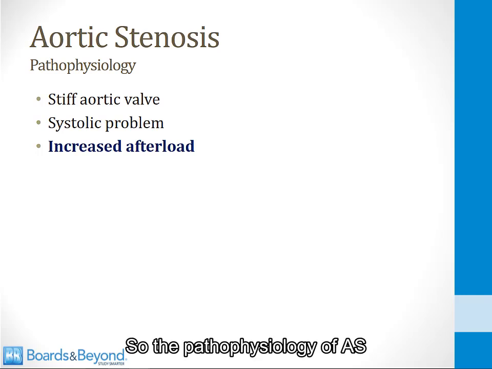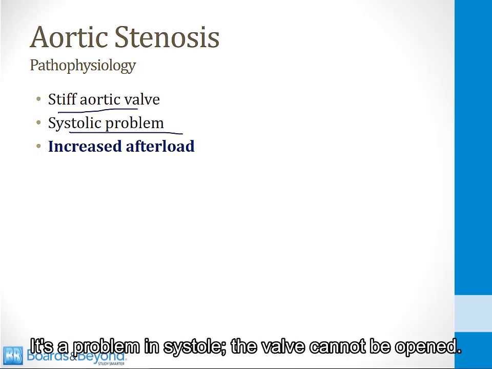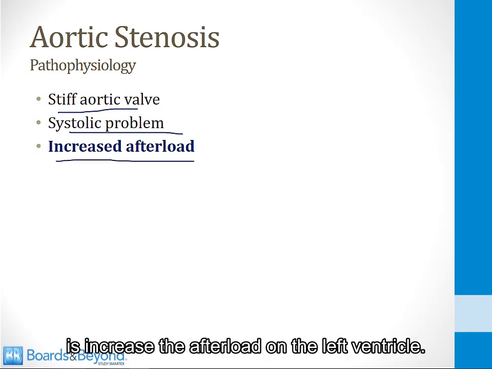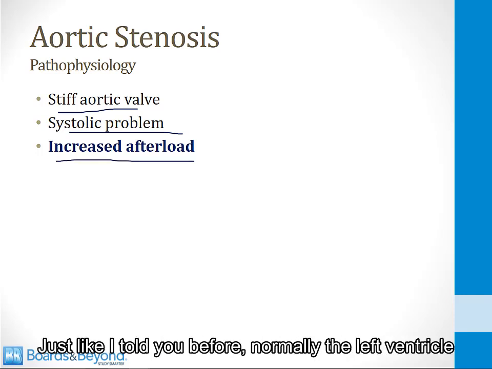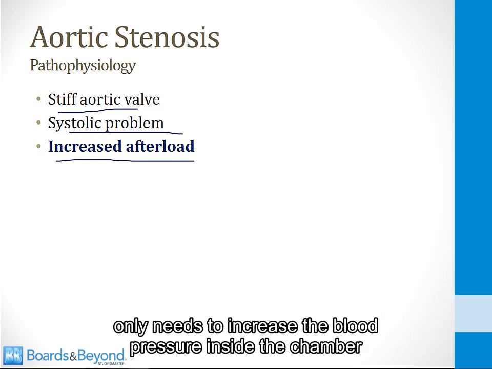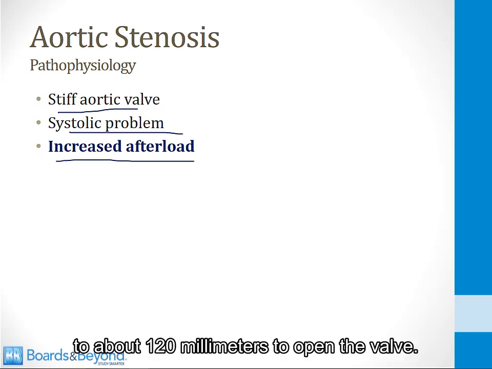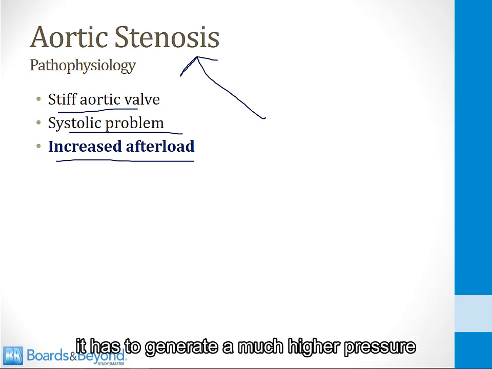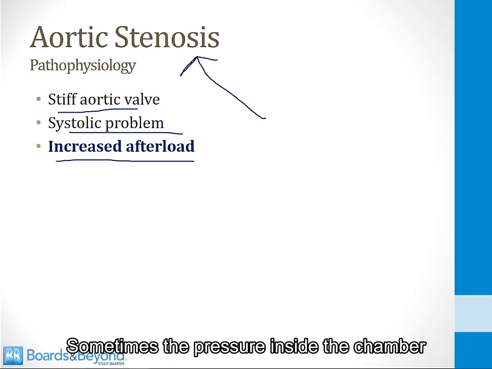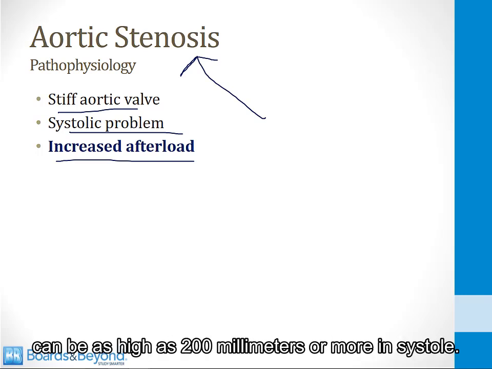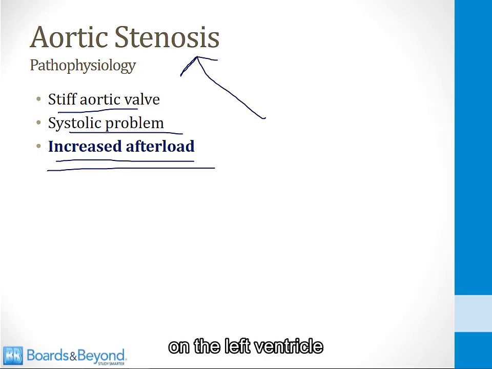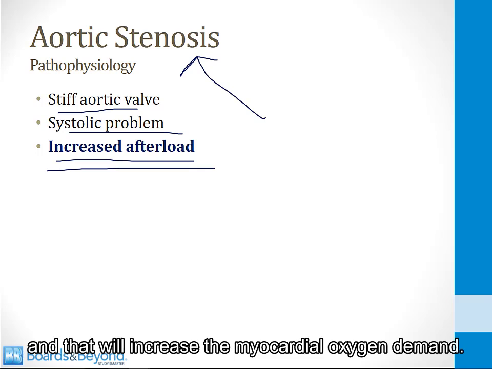So the pathophysiology of AS is that it's a stiff aortic valve. It's a problem in systole. The valve cannot be opened. And in terms of cardiac physiology, what this does is increase the afterload on the left ventricle. Just like I told you before, normally the left ventricle only needs to increase the blood pressure inside the chamber to about 120 millimeters to open the valve. In the case of aortic stenosis, it has to generate a much higher pressure to open the aortic valve. Sometimes the pressure inside the chamber can be as high as 200 millimeters or more in systole. That's a tremendous increase in afterload on the left ventricle, and that will increase the myocardial oxygen demand.